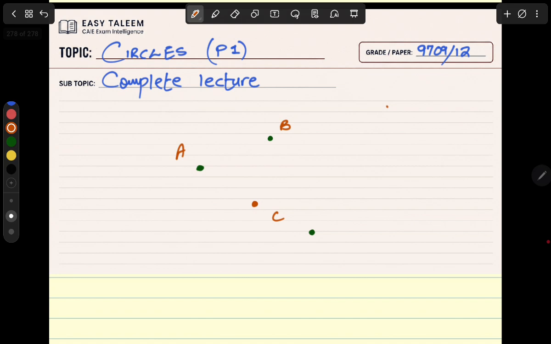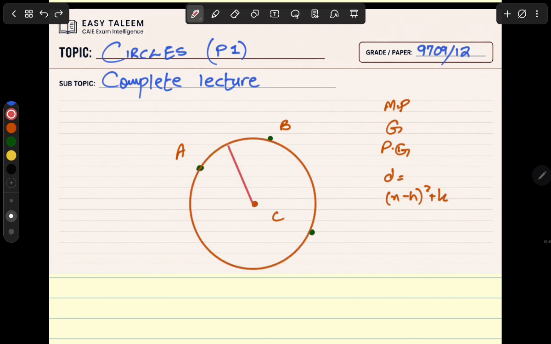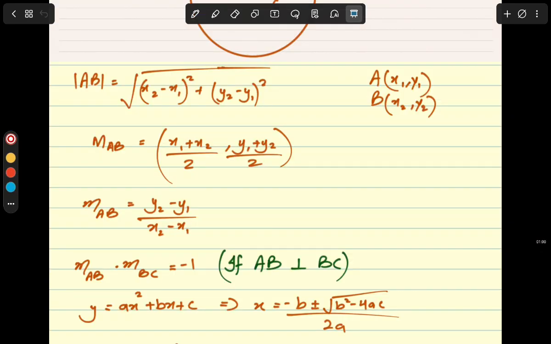Everything you've learned, midpoint, gradient, perpendicular gradients, distance, completing the square form, quadratics, all come back today, and by the end of this lecture, you'll realize Cambridge isn't testing circles, it's testing relationships. How can a computer draw this? How does Google Maps know where a circle is? How does CAD software know about it? There must be an equation. So today's goal is not to memorize, but to build it.